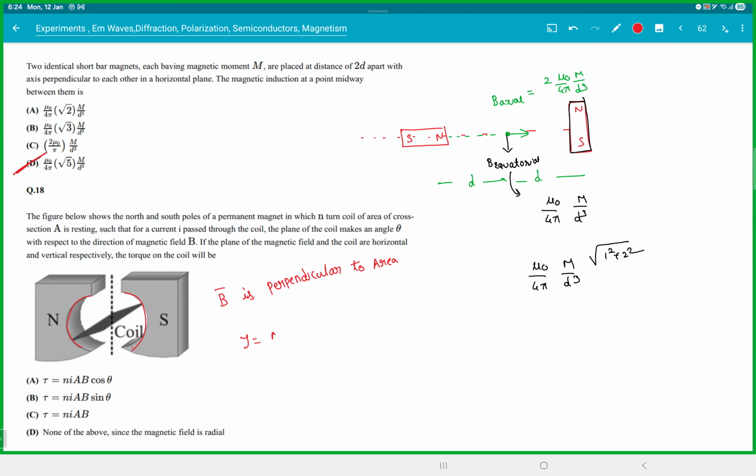Therefore, torque will be NIAB. Getting it? Because if the torque changes with angle theta, then you'll not get a proportionality. Then you can't say I is proportional to the angle rotated by this thing, so it becomes a mess.